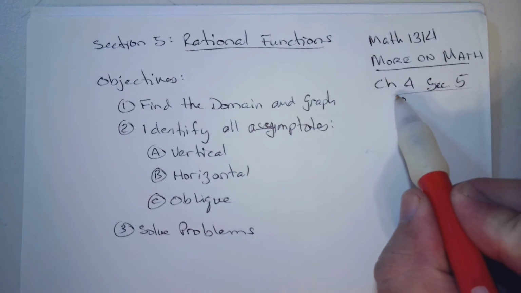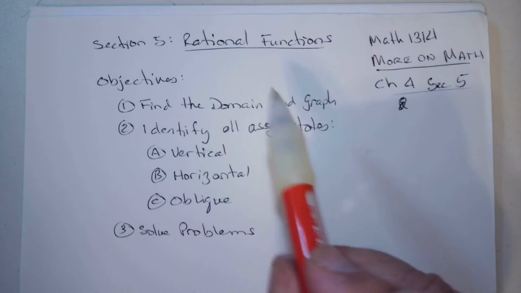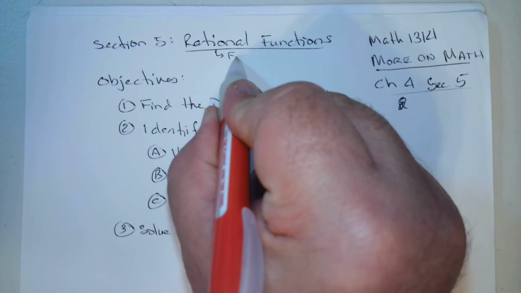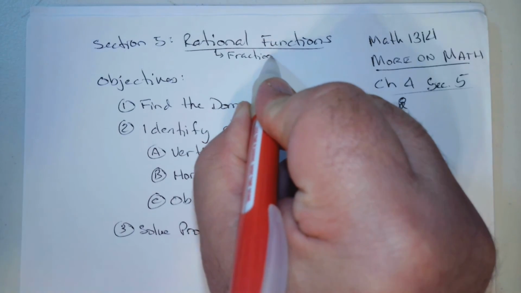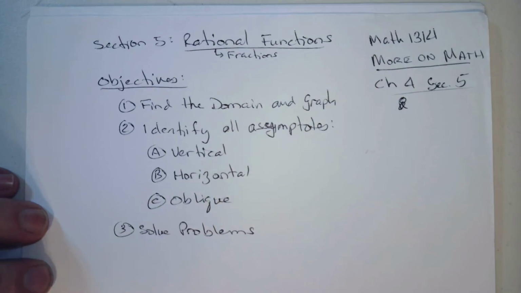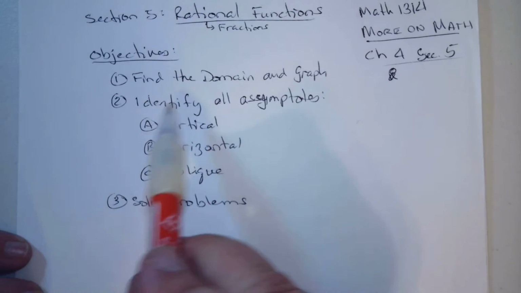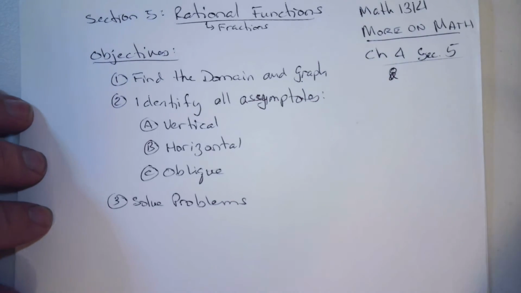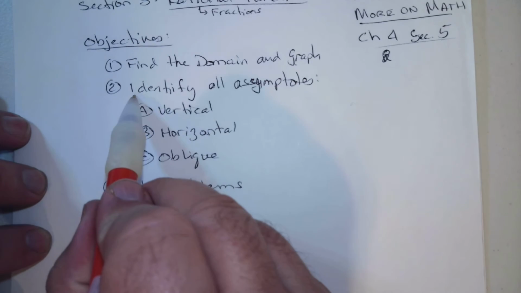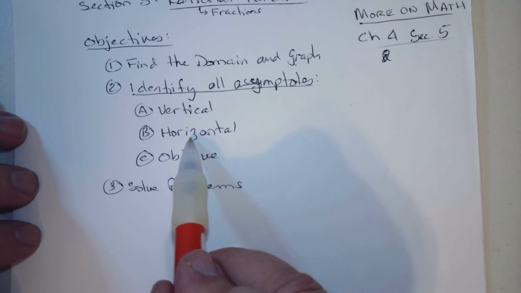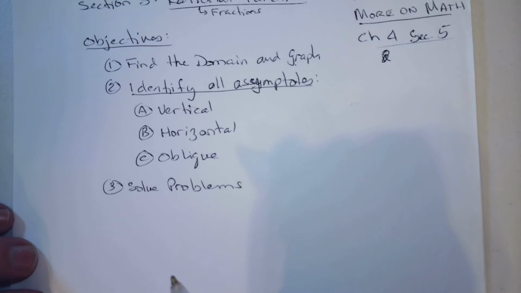Today we're going to talk about Chapter 4, Section 5. Section 5 deals with rational functions. Remember, rationals mean fractions. Our objectives today are to find the domains of these functions, graph them, and look at their graphs. We're going to identify all the asymptotes. There are three types: vertical, horizontal, and oblique. And then we're going to solve some problems.